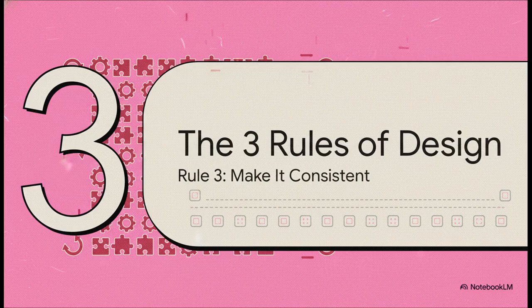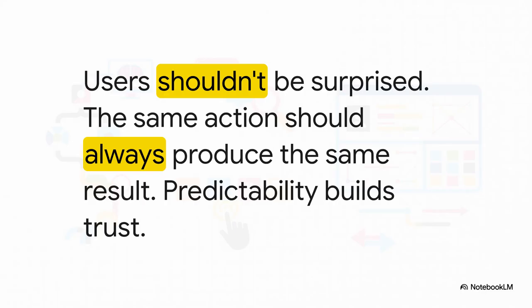Make the interface consistent. So if the first rule is about control and the second is about making things easy, this one is all about reliability. It's about being predictable. Here's the deal. Users build a little mental map of how a piece of software is supposed to work. Consistency makes sure that map never leads them astray. If you click a save icon, it should always save your work. No surprises. That predictability builds trust, and it makes the learning curve way, way shorter.